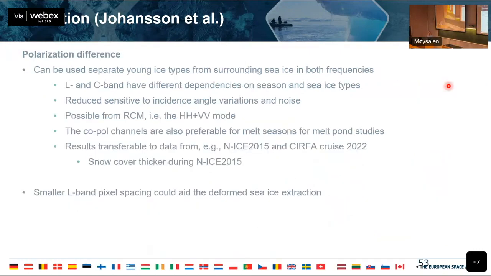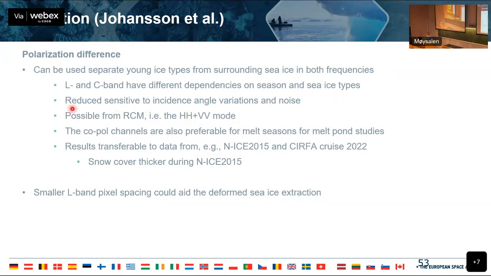And from using all of that data, hundreds of images, we could see that for the young ice, it provides a consistent separation from the other ice types. But they have slightly different dependencies if you're using the C- or the L-band frequency. The reason for using the polarization difference is that it has a reduced sensitivity to the incidence angle variation. It's got a reduced sensitivity to noise. It's using the copol channel, so we're getting away from the problem when the melt season starts, when the HV channel can quite often be challenging.